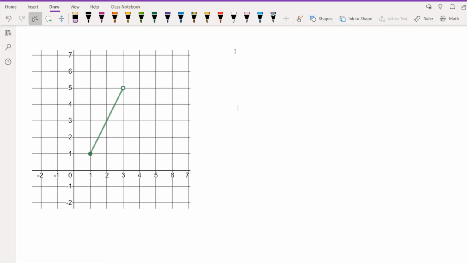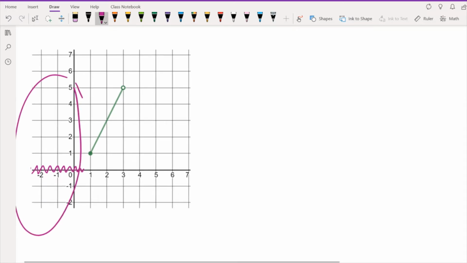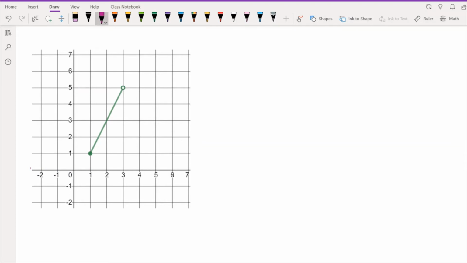So let's start with domain. To find the domain, we want to be looking at what are the x values that are included in this graph. And what I would recommend is scanning from left to right. I'm just going to do a squiggle here to represent that. So scanning from left to right, notice none of the x values I've gone to so far are included in the graph, right? There's no graph over here. And so where does the graph start? Well, it starts at x equal to 1.